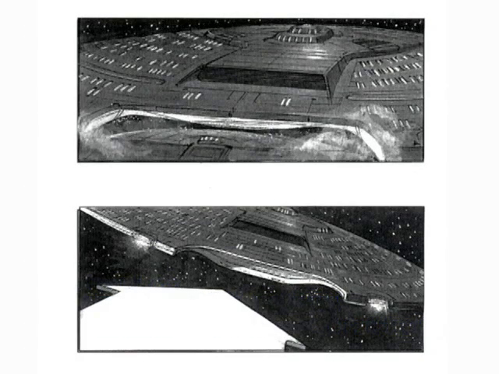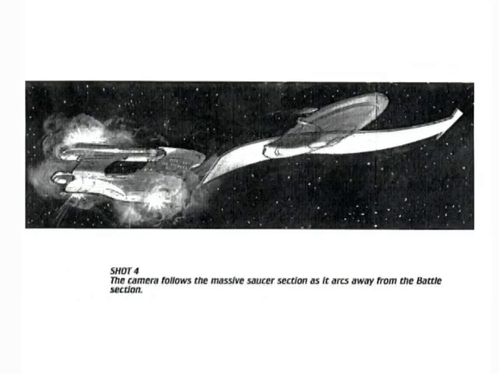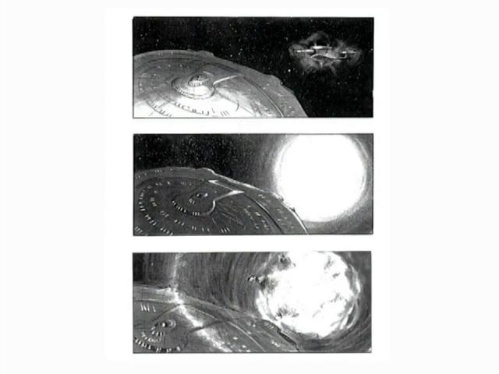What you're looking at right now are the original storyboards for the saucer crash sequence in Star Trek Generations. As you can see, this is where the saucer section separates from the main body of the ship. A warp core breach has forced the evacuation of the crew into the saucer, which escapes the immediate danger but ultimately crashes on a planet.